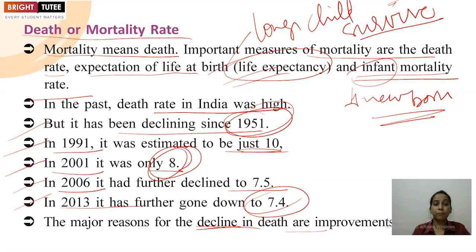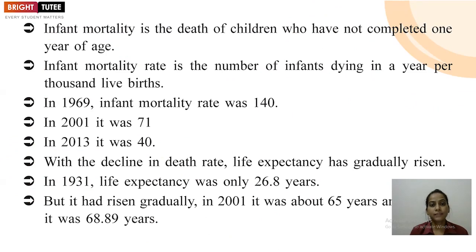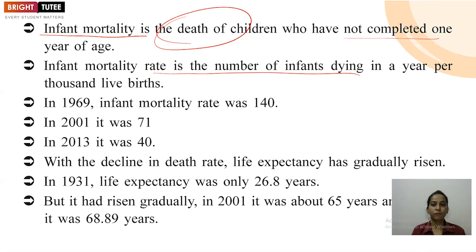What were these reasons? Improvement in health facilities can be one. Different facilities started taking place in the health sector, so it led to a decline in the death rate. Infant mortality is the death of children, a term we have already discussed. Infant mortality means the death of children who have not completed even the age of 1 year. And this rate is the number of infants dying in a year per 1,000 live births.